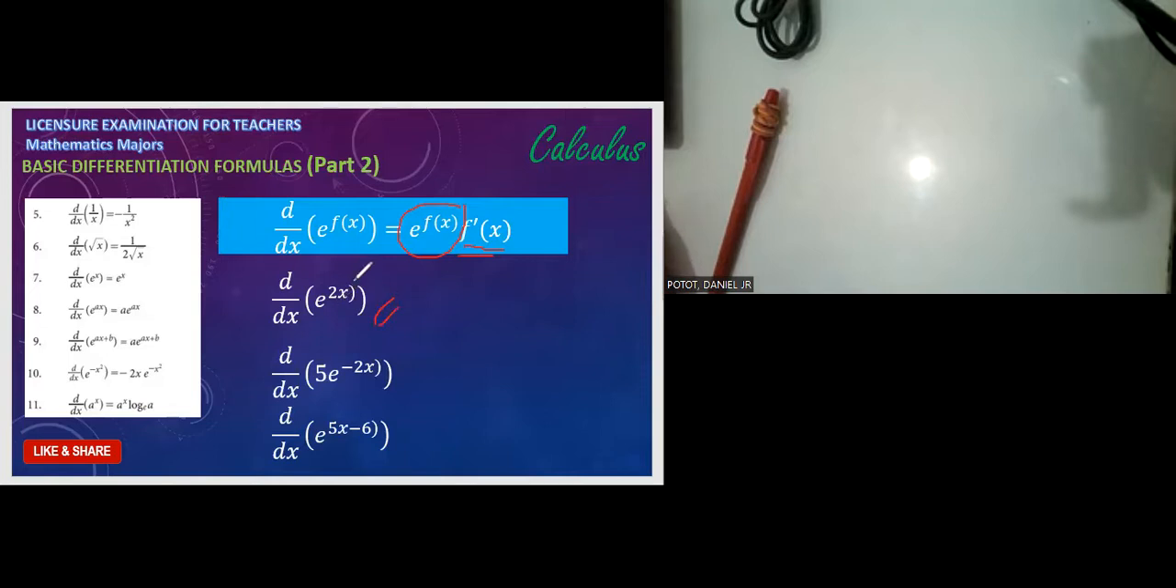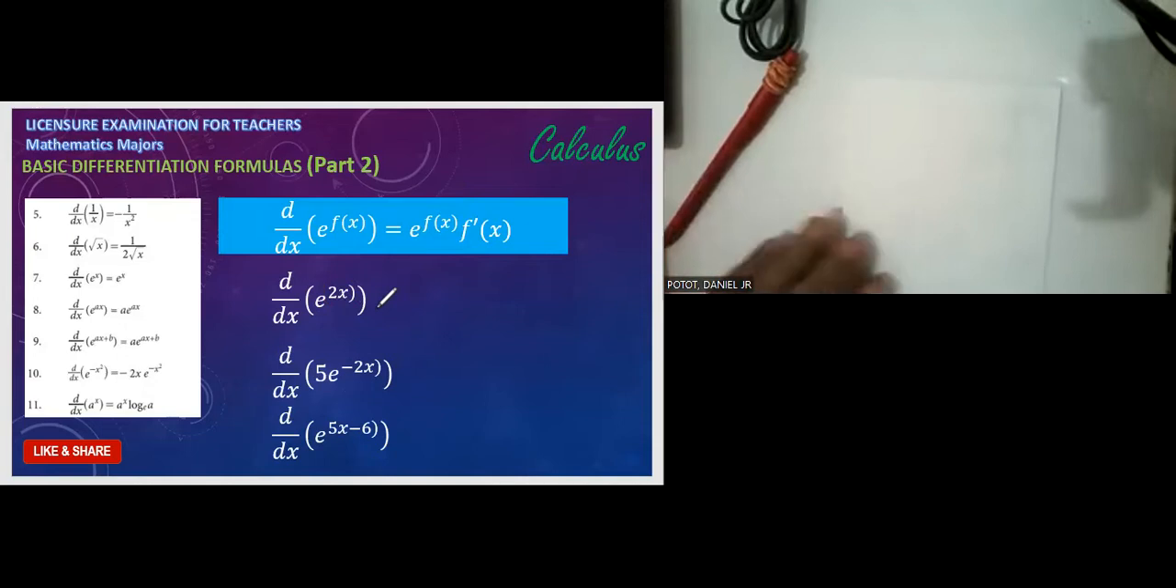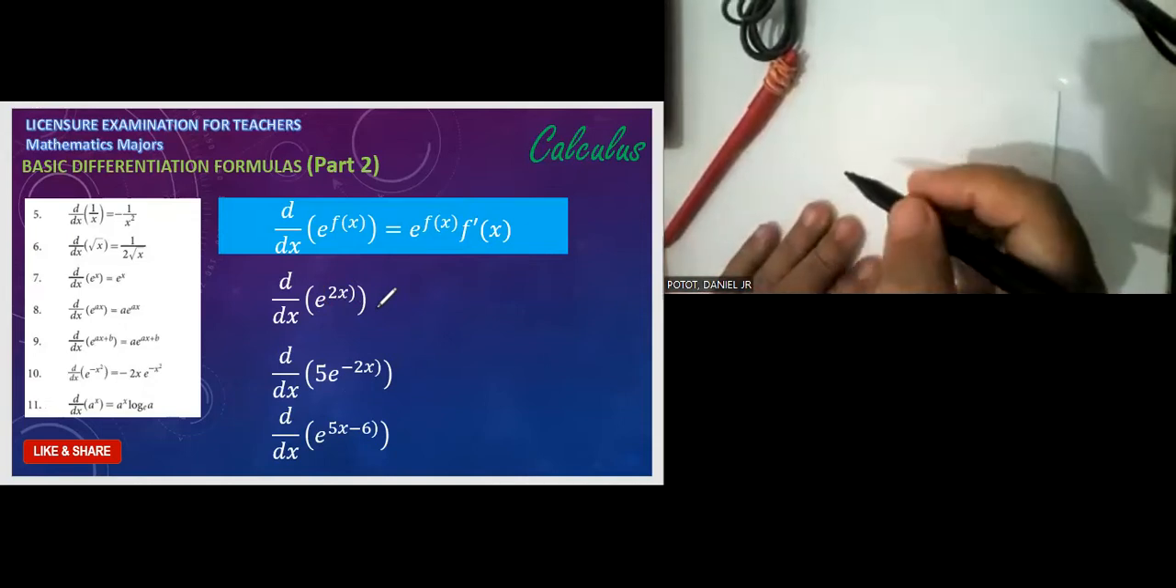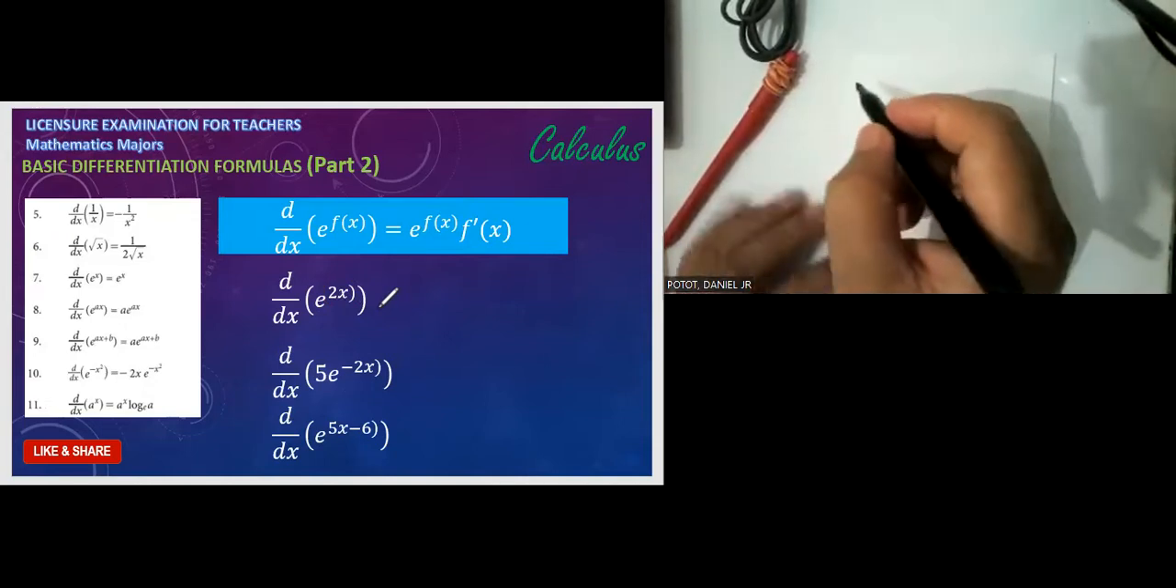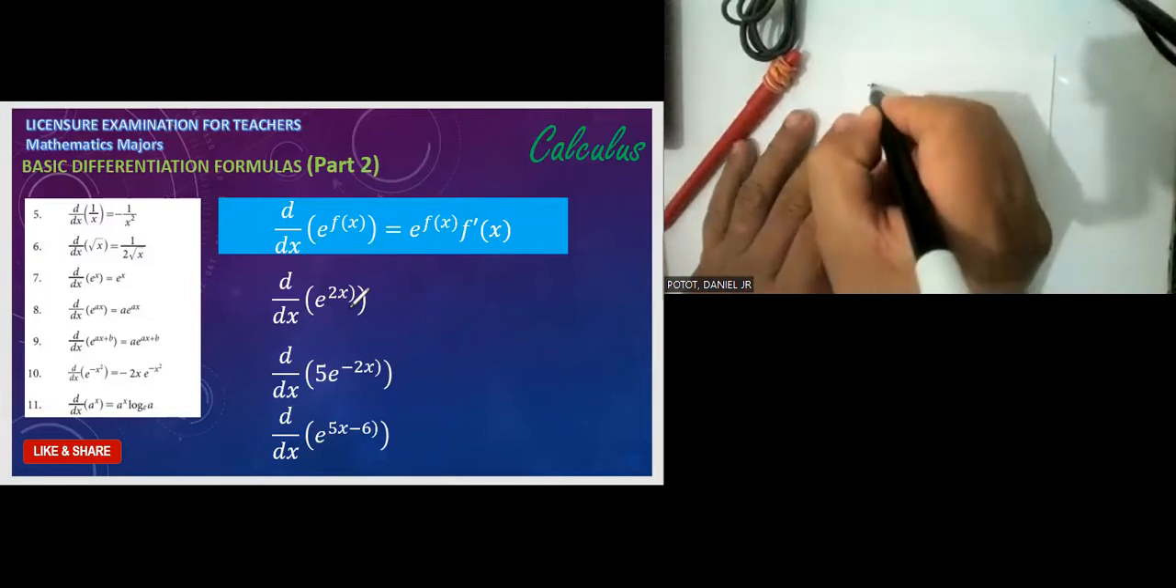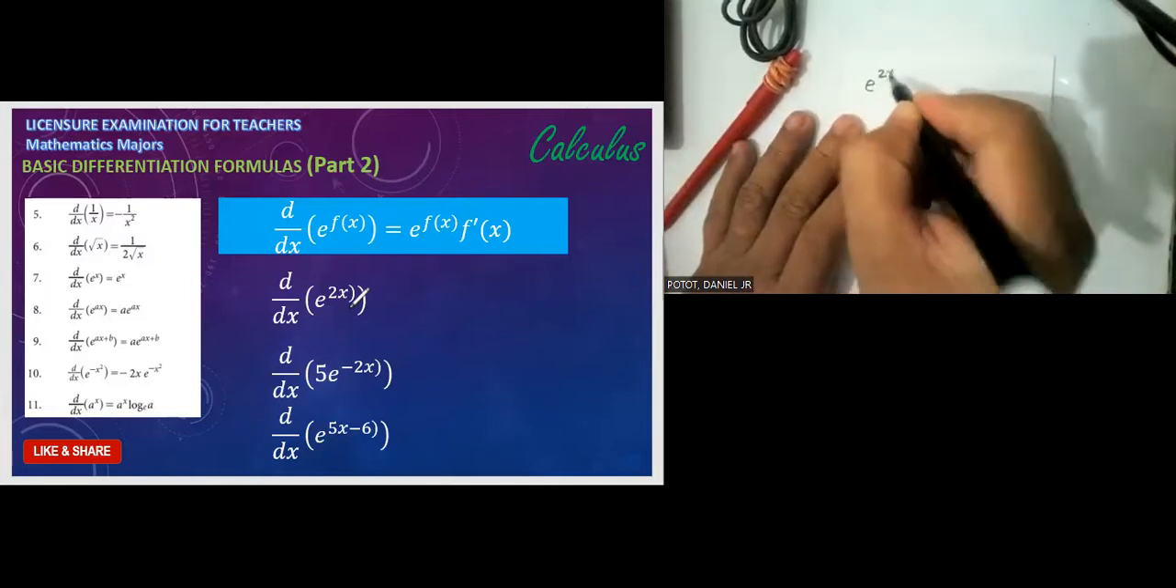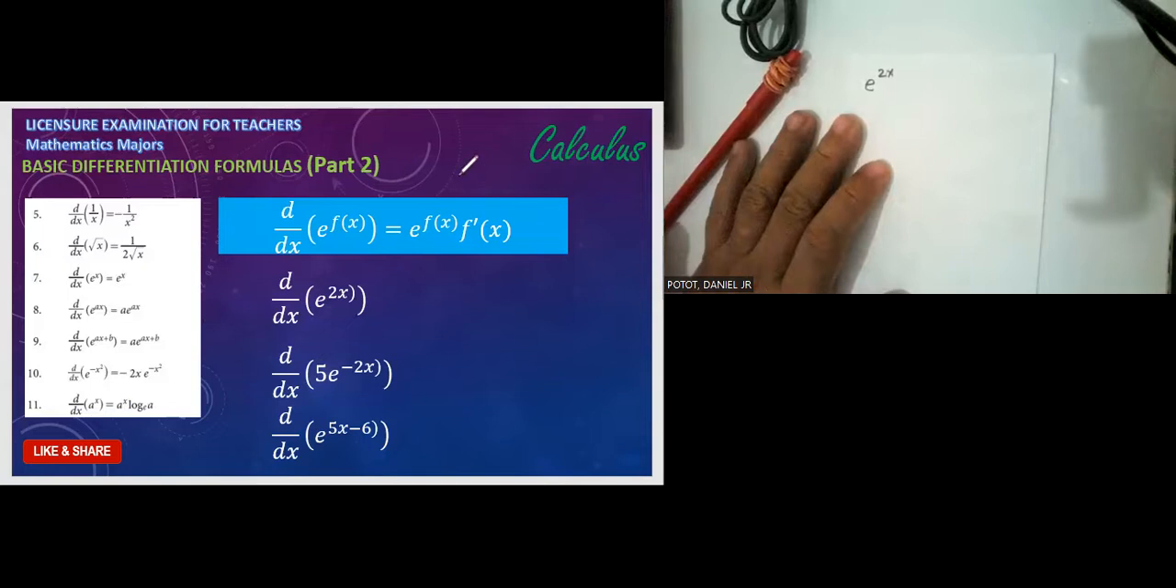In this one, your f of x is 2x. It says e to the f of x, so just simply copy that. Let me just use this board here. So what you're gonna do is e to the power of 2x. That's the meaning of the first one. You just simply copy. And then after that, you take the derivative of the power.